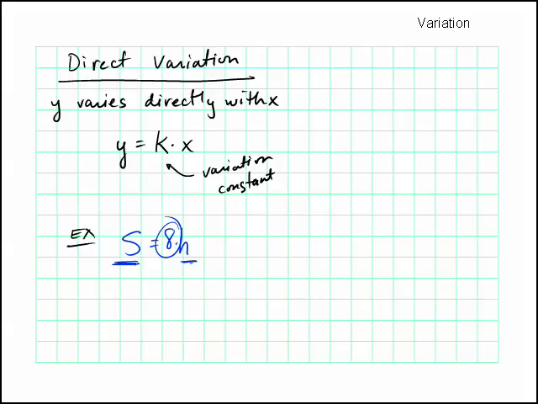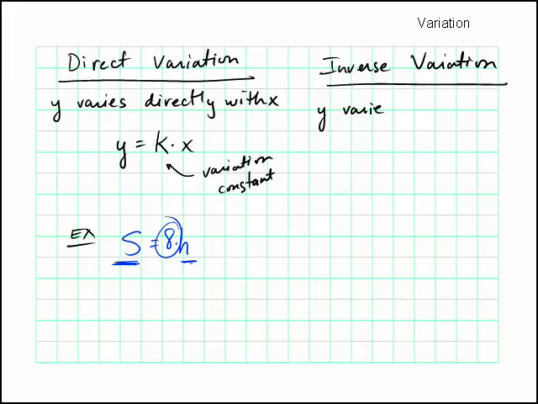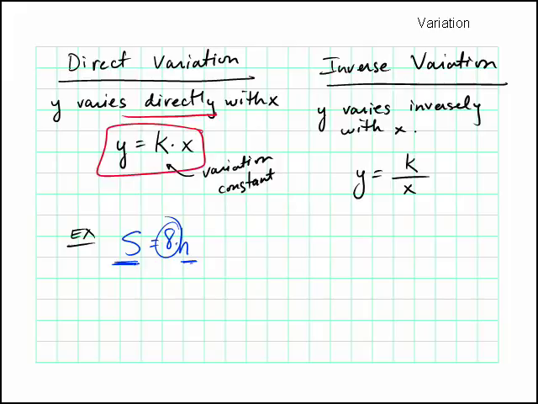The other type of variation is inverse variation. Y varies inversely with X. Now, inverse variation is not Y equals K times X. It is Y equals K divided by X. Okay, so keep in mind, when it says direct, it's K times X. When it's inverse, it is K divided by X. That's the difference between the two.